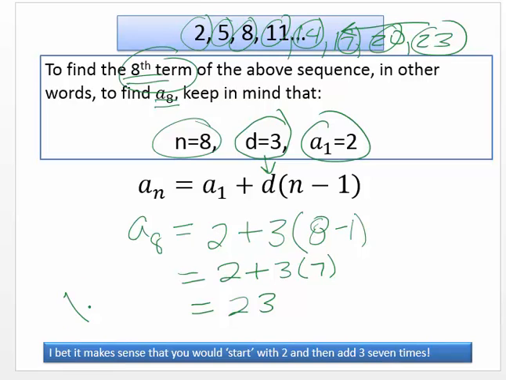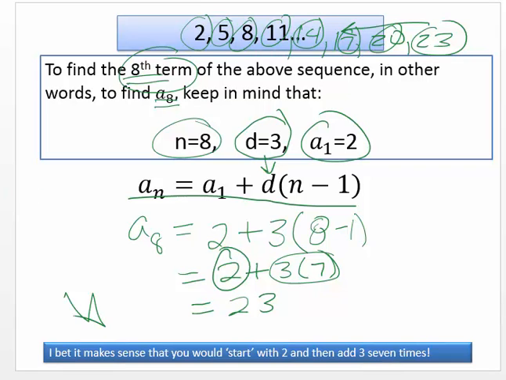And if you read what I wrote down here, I bet it makes sense that you would start with 2 and then you would add 3 7 times. So here we go. We're starting with 2 and we're adding 3 7 times. In other words, we're taking 3 times 7, and that's where this formula comes from.